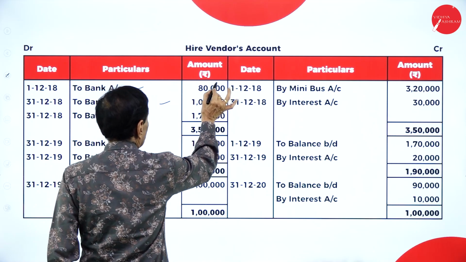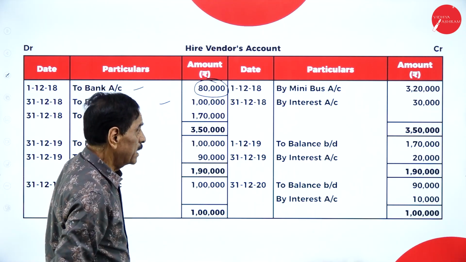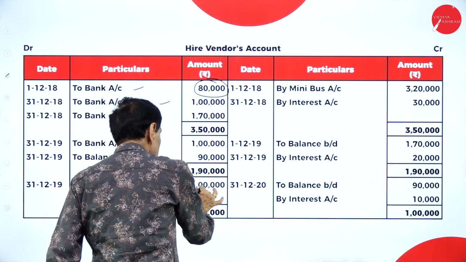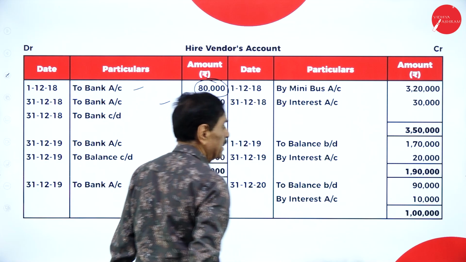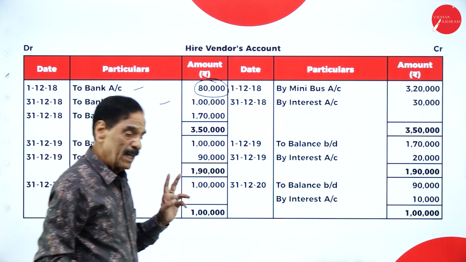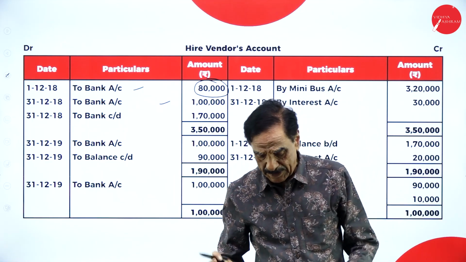There is no interest for this. So 1 lakh includes the interest, that is 30,000. Next 1 lakh includes interest of 20,000. Third year 1 lakh, interest 10,000. That is what we have calculated at the beginning. For accrual and credit purchase method, interest and depreciation remain constant.